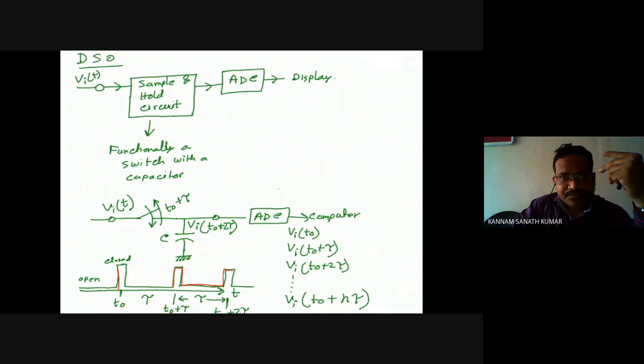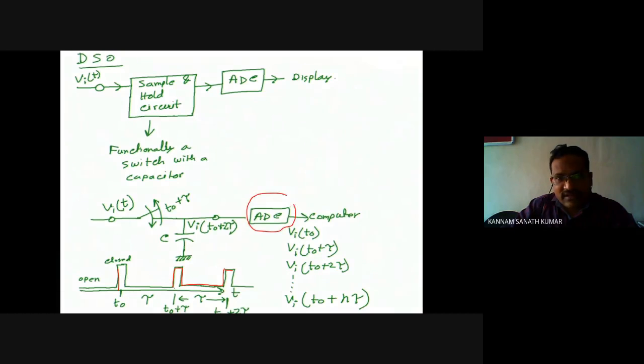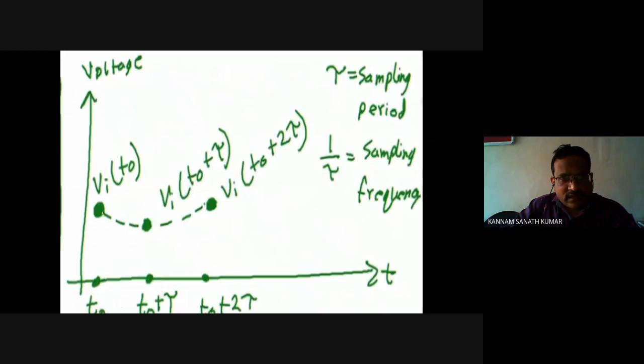After that it is given to the ADC. The ADC quantizes the pulses and converts the analog signal to a digital signal. This is the output of the digital signal. You get this point at Vi of T naught, this point at Vi of T naught plus tau, and this point at Vi of T naught plus 2 tau. If you join these points, you will get this type of waveform.